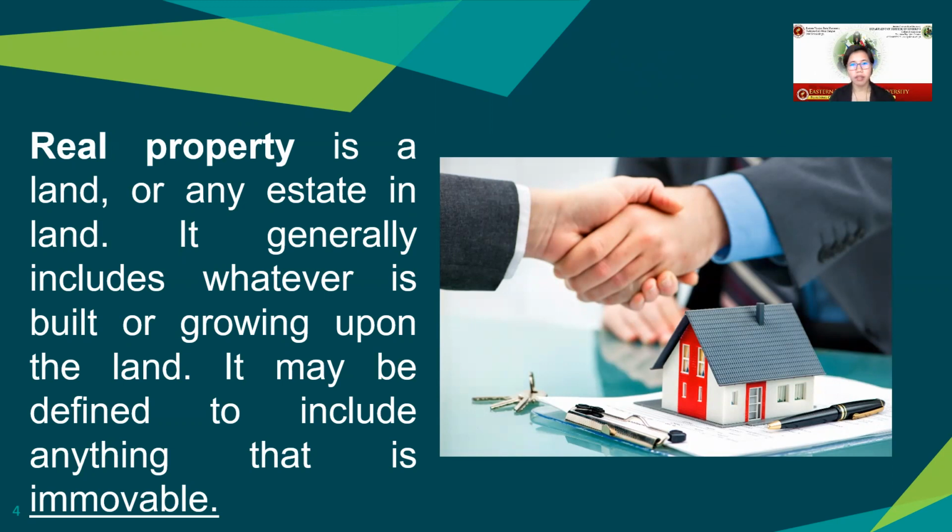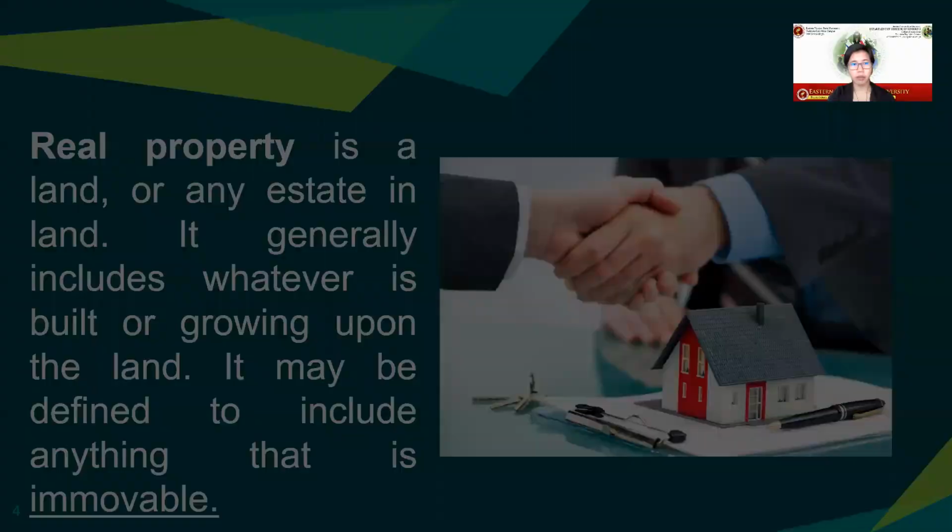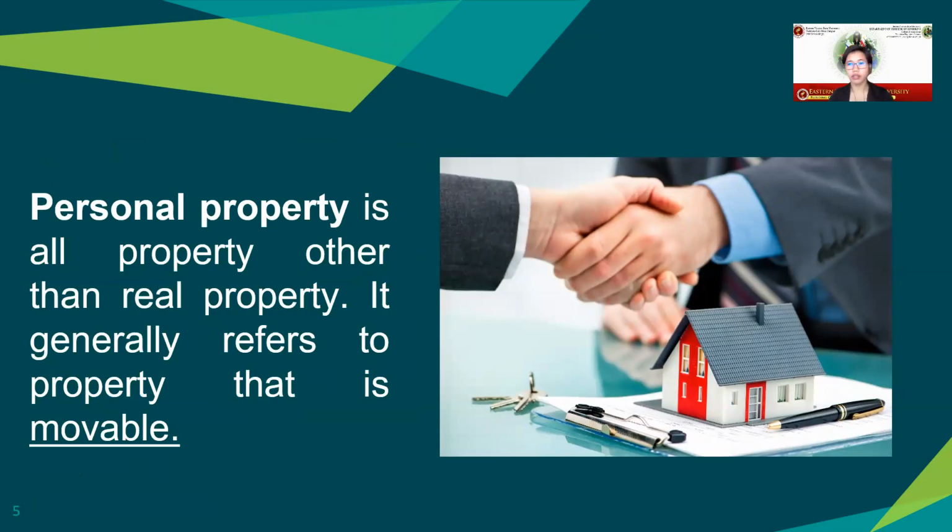When we say movable, for example, a ball pen. If you own a ball pen, those are personal properties, like your bags, laptop, computers, and so on. Those are movable properties. Movable properties are also called personal property, which is all property other than real property, except land and house. It generally refers to property that is movable.